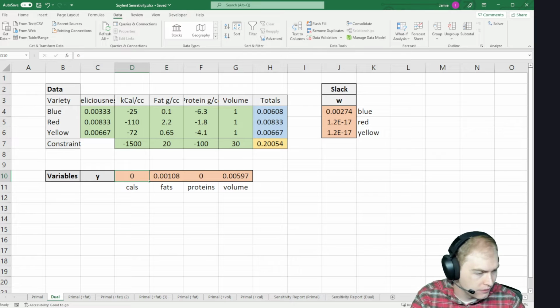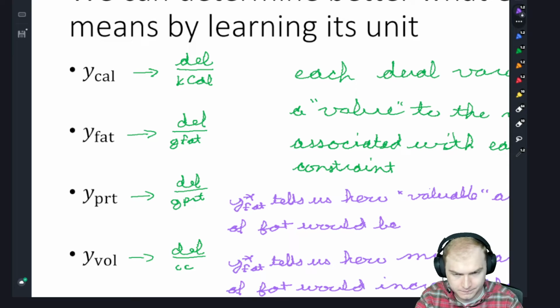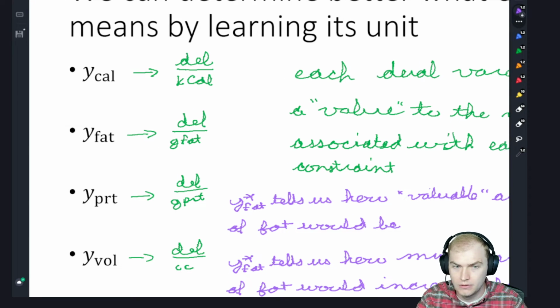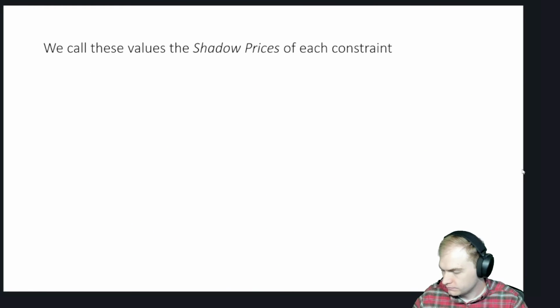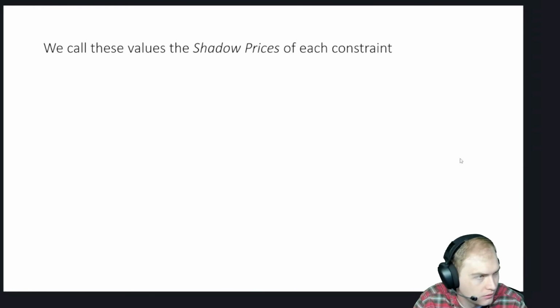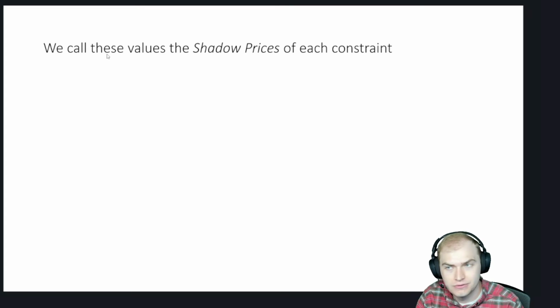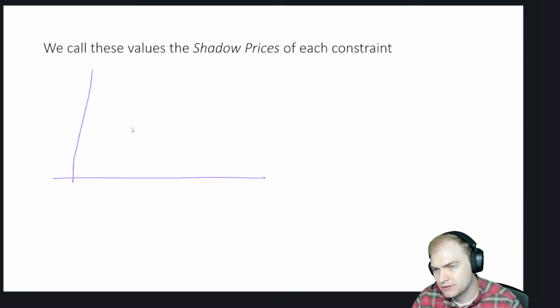Let me draw that in the lecture. So again, we call the values from the dual constraint shadow prices. So if we had, suppose we had a two-dimensional problem.